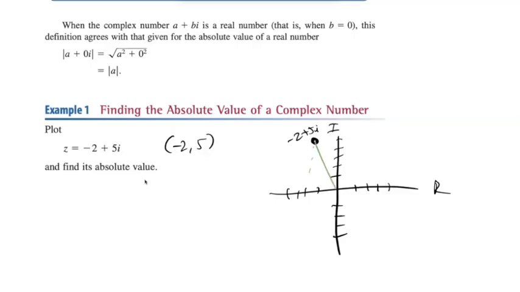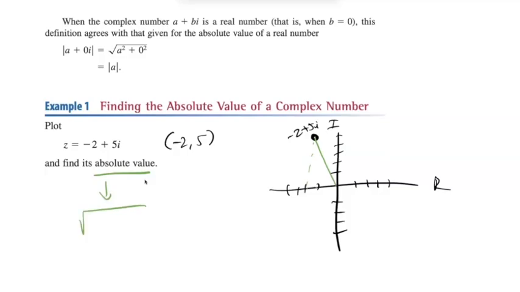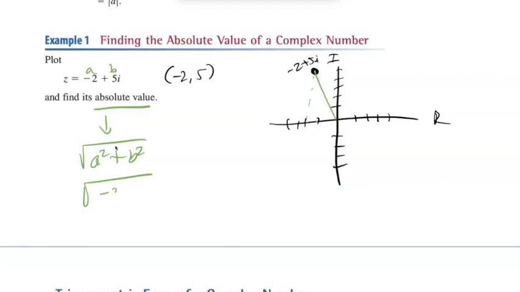If you want, you can make a triangle out of it, but we're just going to use the formula. Absolute value is just going to be the square root of a squared plus b squared. This is a and that is b. Remember, we do not include the i. It's going to be the square root of negative 2 squared plus 5 squared, the square root of 4 plus 25, the square root of 29. That's the absolute value of that complex number.